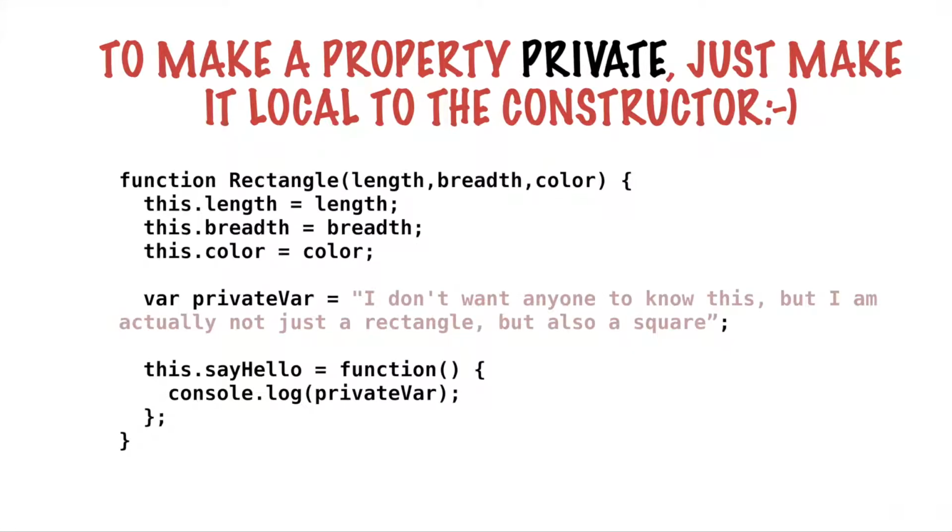Take a look at the code on screen. This is an object constructor for the rectangle, and we've seen this before. It looks a little different now though.